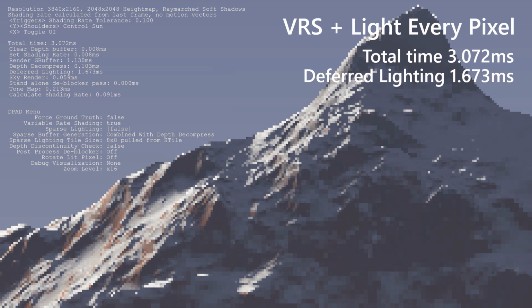So here we have variable rate shading turned on, and we are lighting every pixel. This is very much the situation that something like Gears 5 is in, where we have variable rate shading running, and it's giving a good win in laying down the GBuffer and some of the post passes like SSEO, but deferred lighting is still running every single pixel. So our total time for the scene here is 3 milliseconds, and our deferred lighting time is a good chunk of that at about 1.6, 1.7.